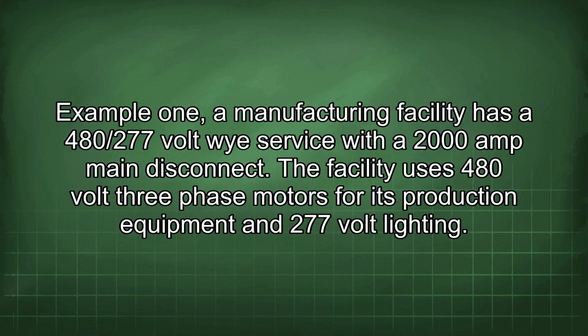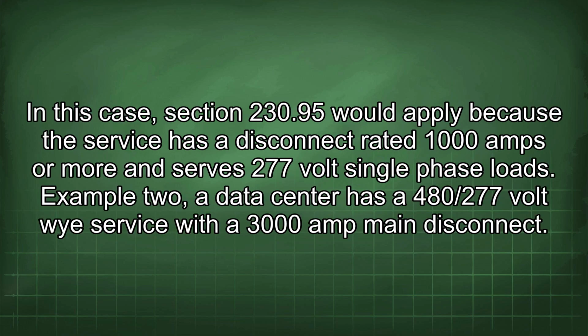Example 1. A manufacturing facility has a 480/277-volt Y service with a 2000 amp main disconnect. The facility uses 480-volt three-phase motors for its production equipment and 277-volt lighting. In this case, Section 230.95 would apply because the service has a disconnect rated 1000 amps or more and serves 277-volt single-phase loads.